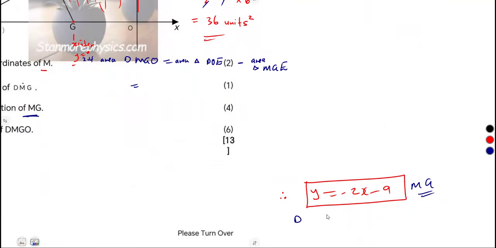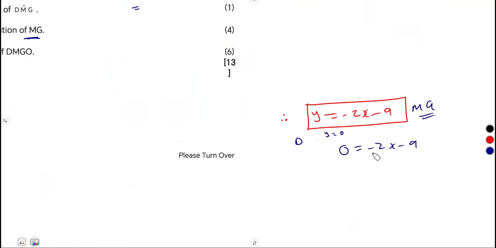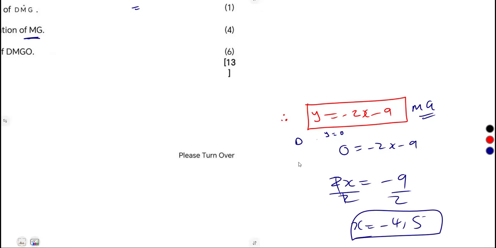So that's the point D being the x-intercept. Y is equal to 0. So that's 0 is equal to minus 2x minus 9. Let us find the value of x. All right. Minus 2x is going to change into a positive. So that's equal to negative 9 divided by 2. So x is minus 9 over 2, or minus 4,5, at point D, where D is what?